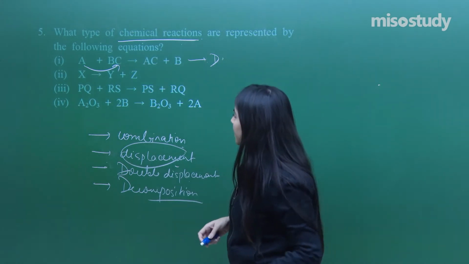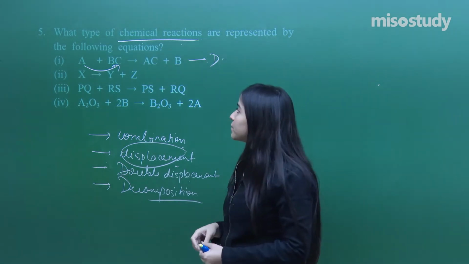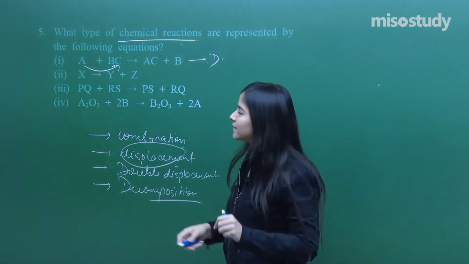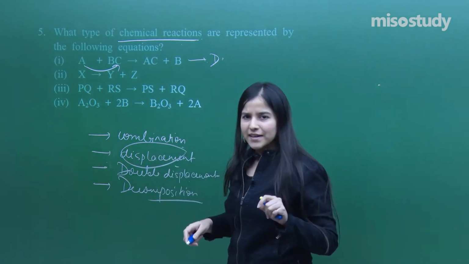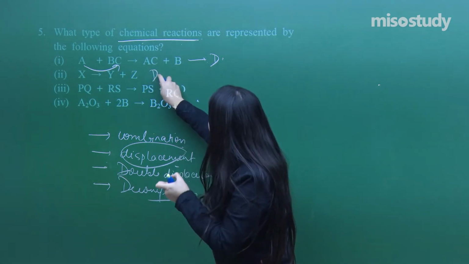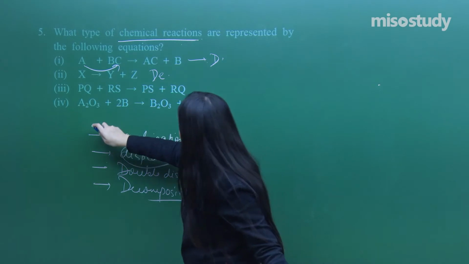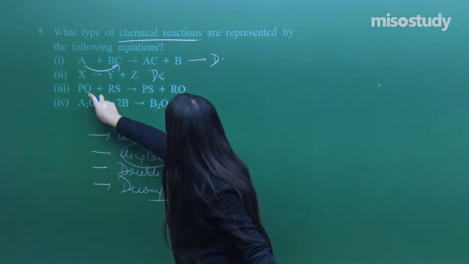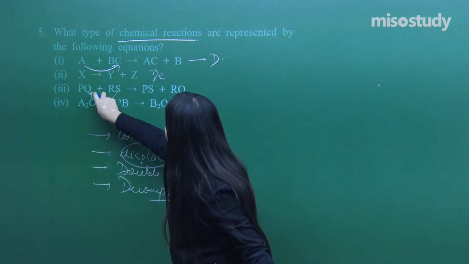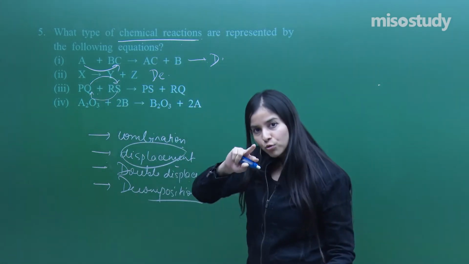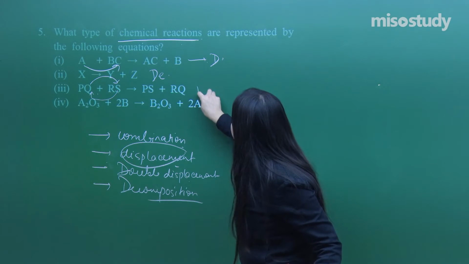D I have written. X will be giving Y plus Z. I just gave an example, calcium carbonate heated will give 2 species. So that is decomposition. So DE I am writing for that. PQ plus RS will give PS. Now Q has been substituted by S and S has been substituted by Q. That means 2 displacements are happening, double displacement DD.